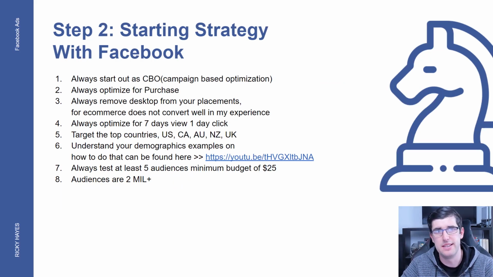Step number two is starting strategy with Facebook. Let's have a discussion about that. I personally always start out CBO. I know a number of people still do ABO, which stands for ad set budget optimization. I do CBO, campaign budget optimization. It has its flaws, but there are ways around it, and I find long term it does much better. So that's generally how I do it in the short, medium, and long term.